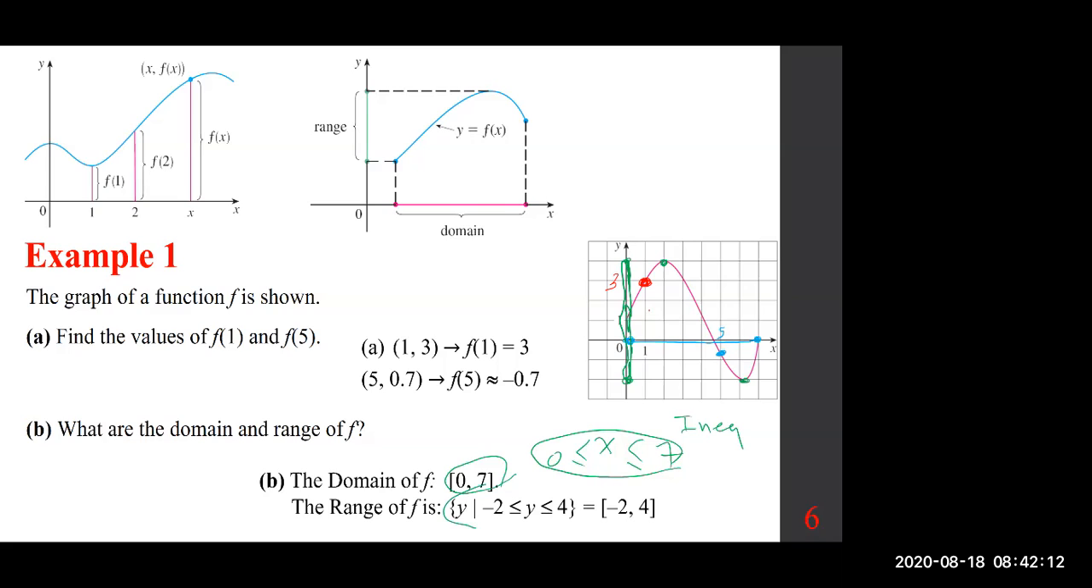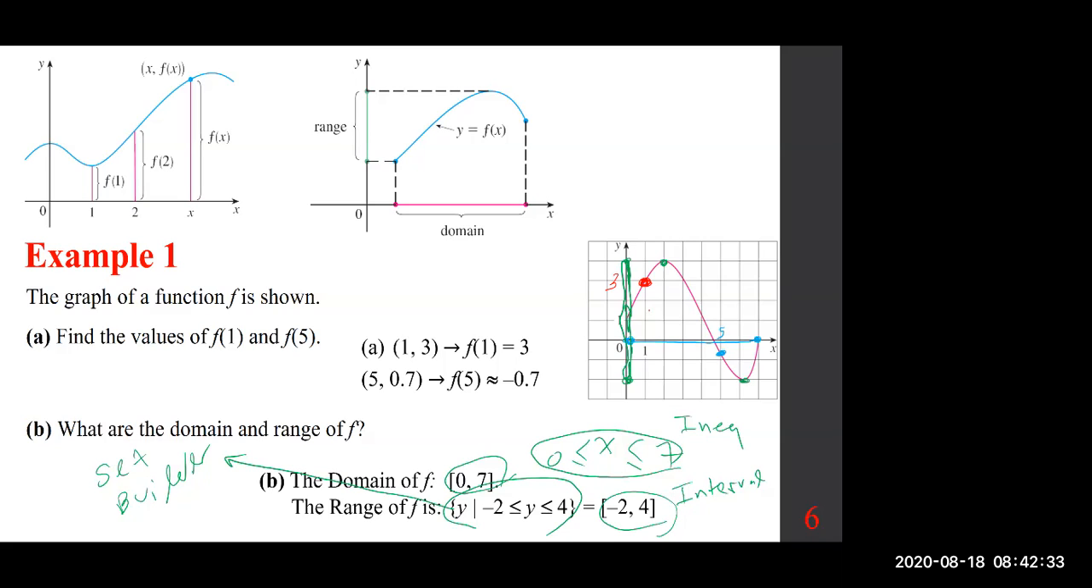This one is known as a set builder. And this one is known as interval format. Okay, so whatever the case might be. All right.